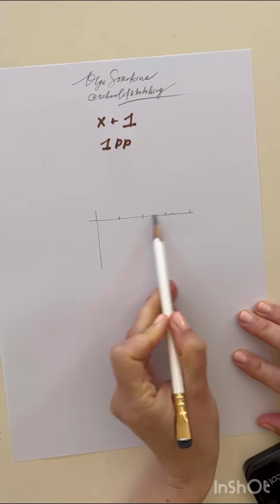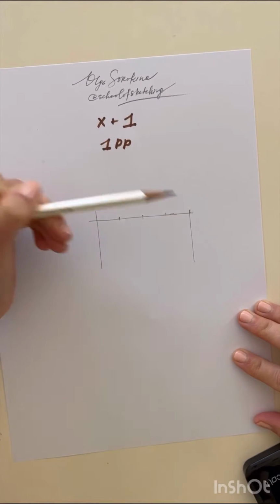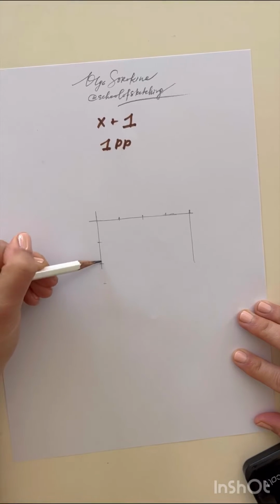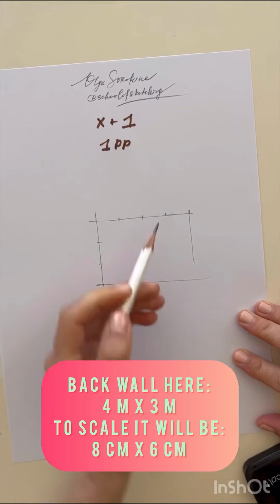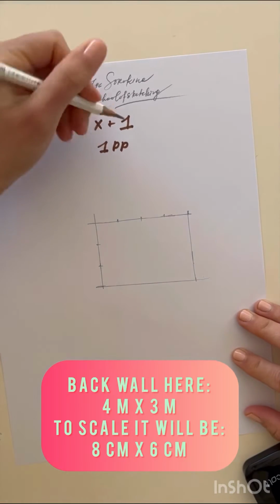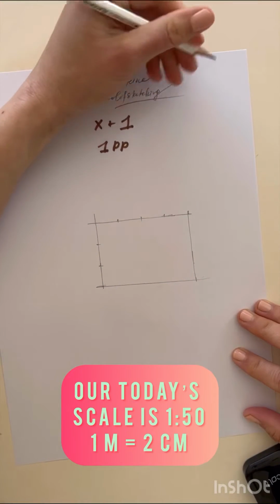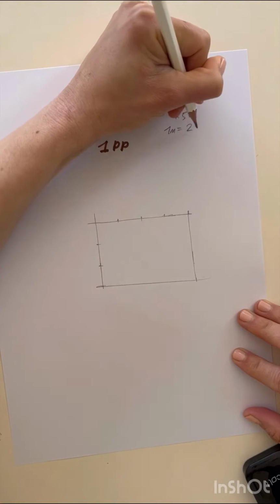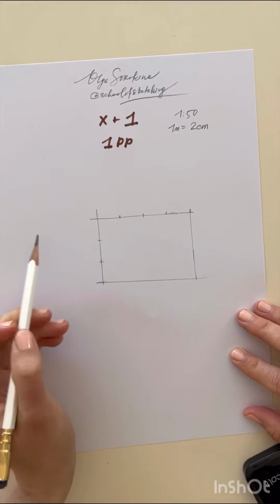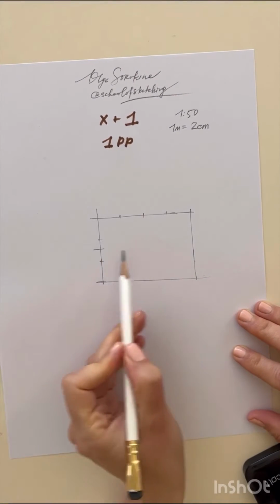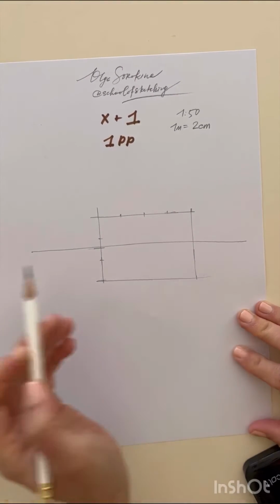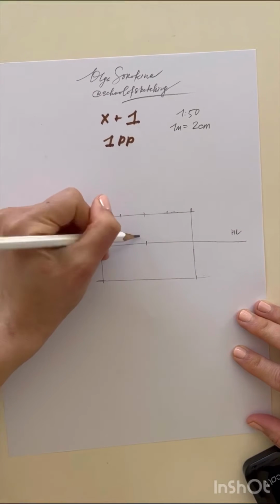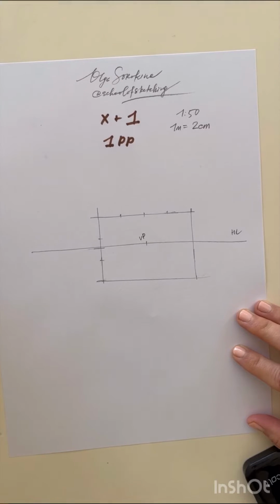We have a back wall, or sometimes it's referred to as the frontal wall, which is 4 meters wide, and the height of the ceiling is 3 meters. So we will be working to scale. Today, scale 1 to 50, where 1 meter in reality equals 2 centimeters on paper. Next, the horizon line runs at the level of 1.5 meters, 3 centimeters to scale here. After that, we place the vanishing point right in the middle.